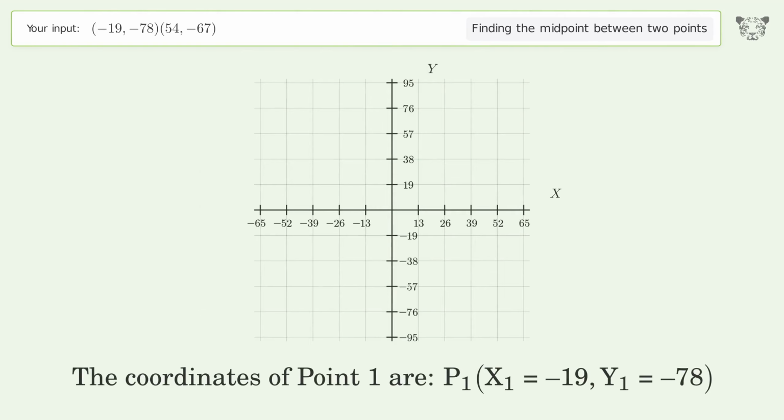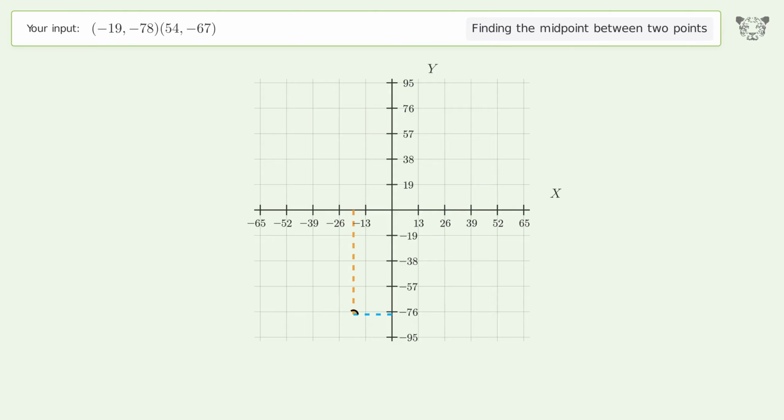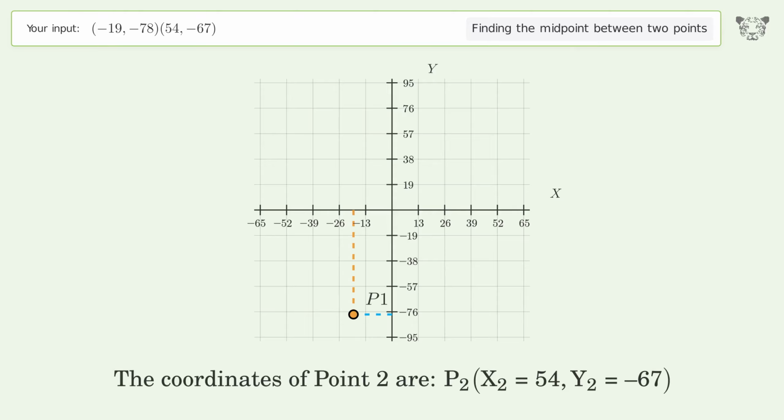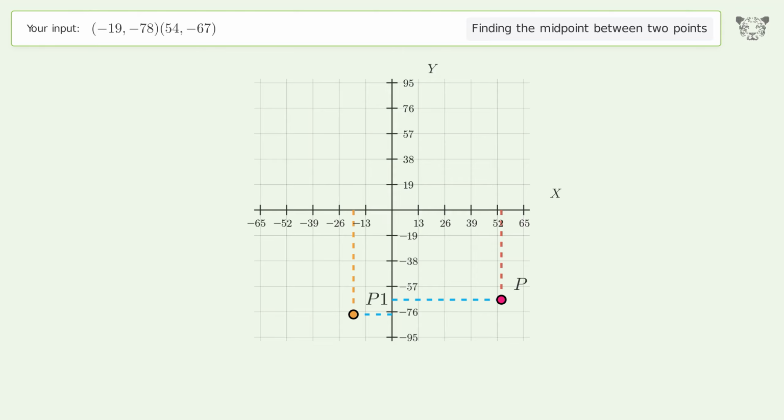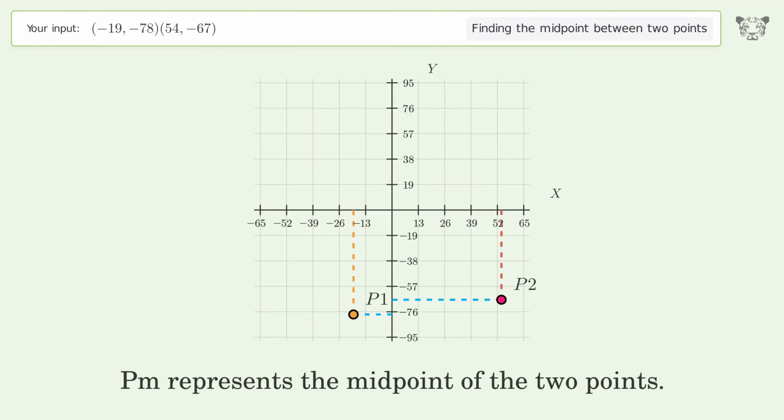The coordinates of point 1 are, x1 equals negative 19, y1 equals negative 78. The coordinates of point 2 are, x2 equals 54, y2 equals negative 67. PM represents the midpoint of the 2 points.